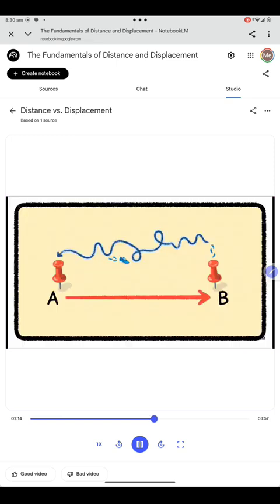Okay, look at this. It's actually pretty simple when you see it side by side. Distance measures the actual path you took. So if you decide to take a long, rambling detour, your distance gets bigger. But displacement only measures the change in your position. It doesn't care about your detours. As long as you start at home and end at school, your displacement is going to be exactly the same.